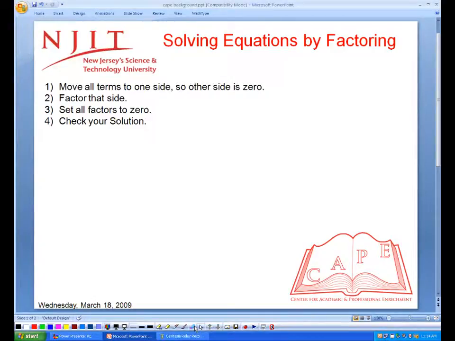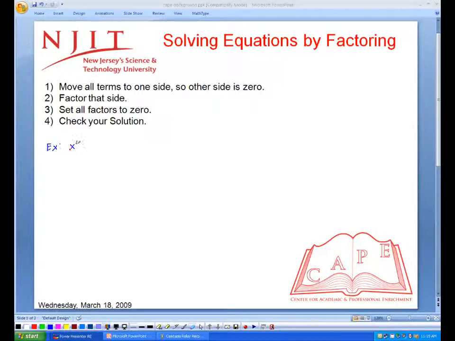My name is Amin. Today I will be covering solving equations by factoring. To solve an equation by factoring, we need to move all the terms to one side, so the other side is 0. Factor that side, and then set all the factors to 0, and then check your solution.